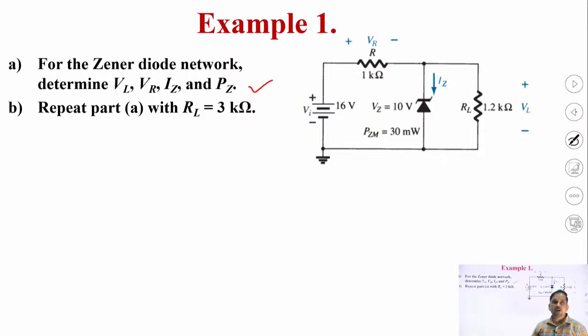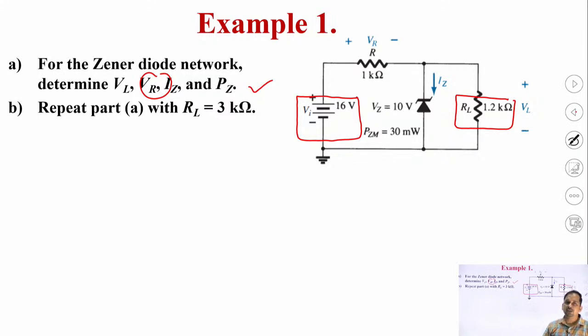For the Zener diode network, determine the load voltage VL, the voltage VR across the series resistance R, Iz, which is the Zener current, and PZ, which is the power dissipation through the Zener diode. In the first case, we have the load resistance 1.2K and the input Vi is 16 volt, so we can clearly see that both input and RL are fixed. In this particular case we need to check whether this diode is working as a regulator or not.